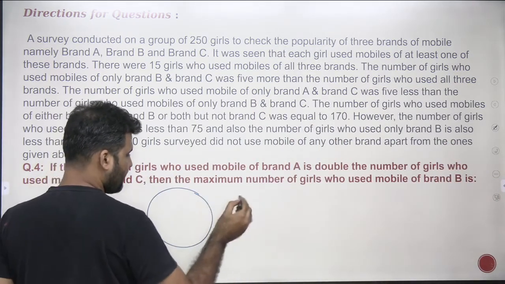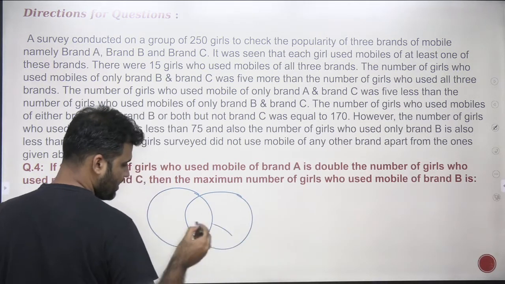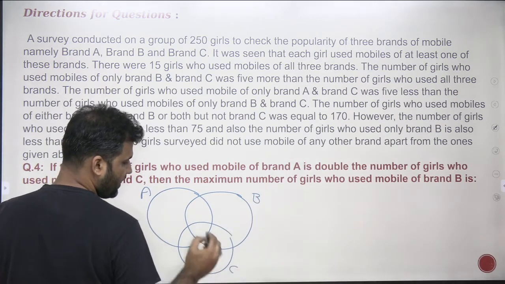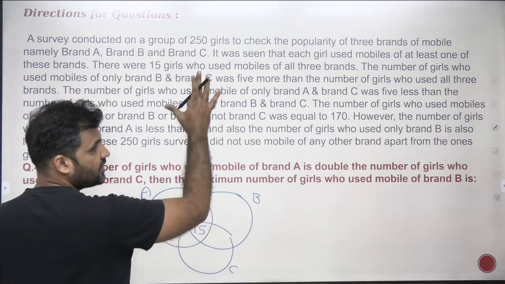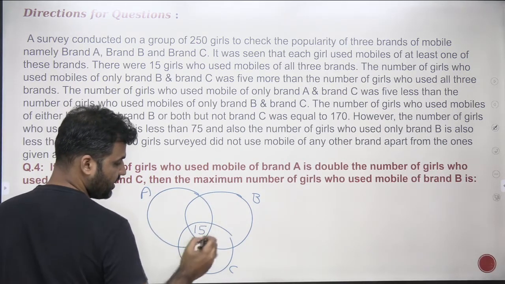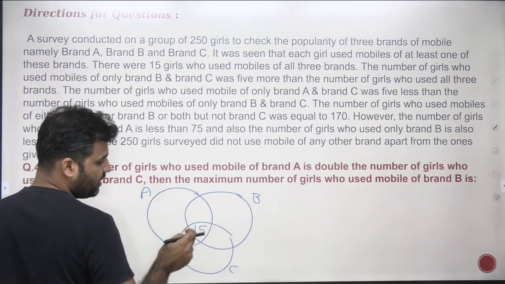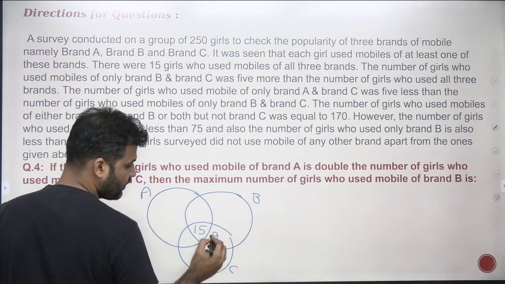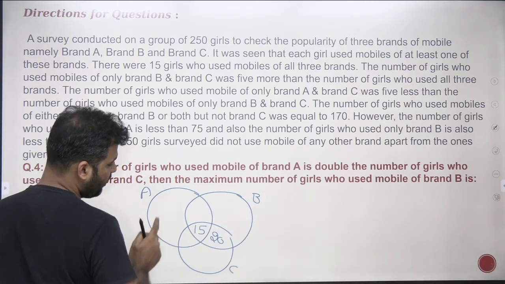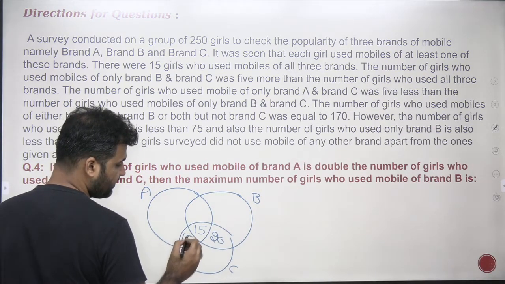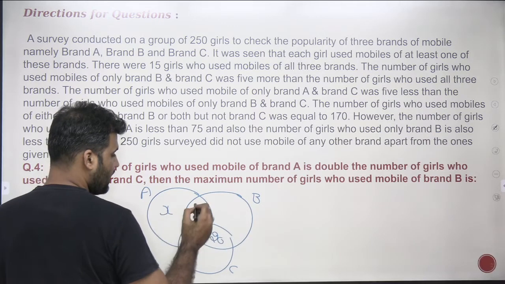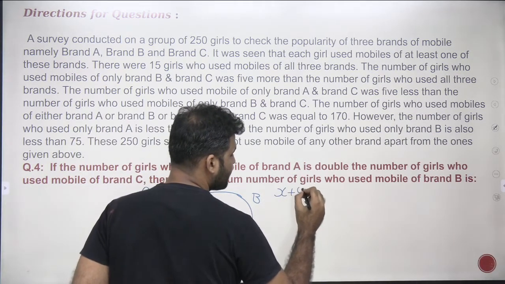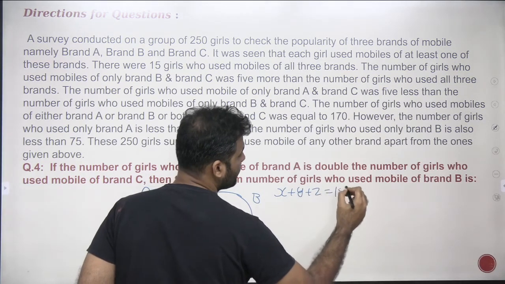The number of girls liking brand A, the number of girls liking brand B, and the number of girls liking brand C. A, B and C. See that this value is given to you as 15 here, right? You can just read the instruction. The number of girls who are liking all three brands are 15. The number of girls who are liking only brand B and brand C is 20. The number of girls who are liking only brand A and brand C is 15. This total value x plus y plus z is given as 170.